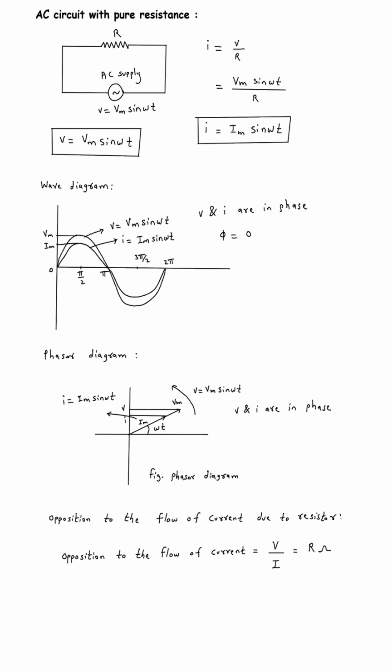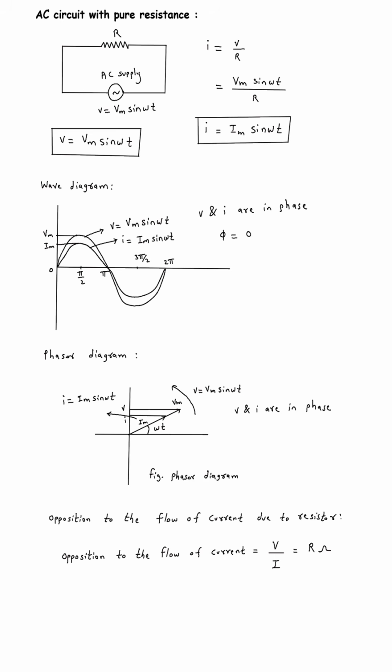Now, let's talk about the opposition to current flow. In a resistor, this opposition is called resistance and it remains constant regardless of the frequency of the AC source. The formula for this is very simple: resistance equals voltage divided by current, or R equals V over I. This means that for a given voltage, the current is entirely determined by the resistance, and there is no additional opposition like reactance or impedance that you would see in inductors or capacitors.